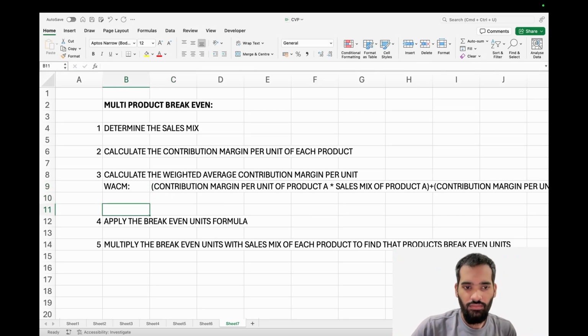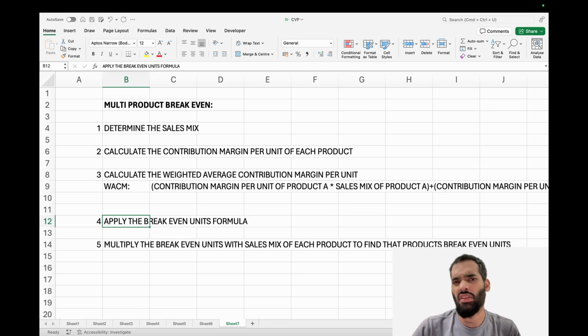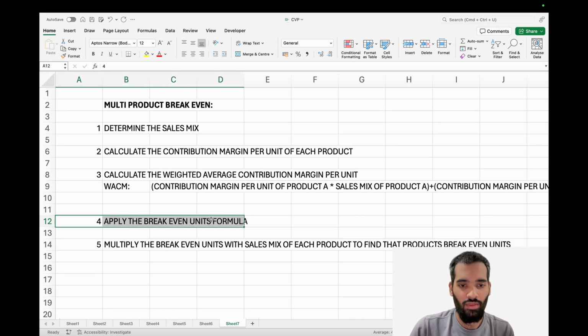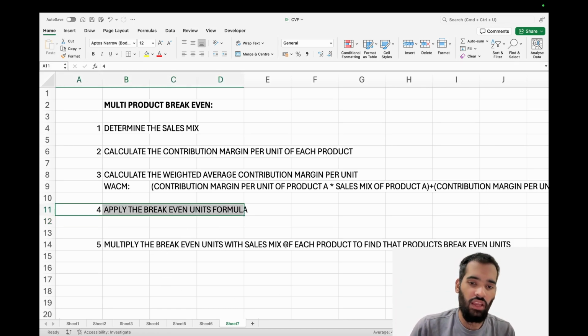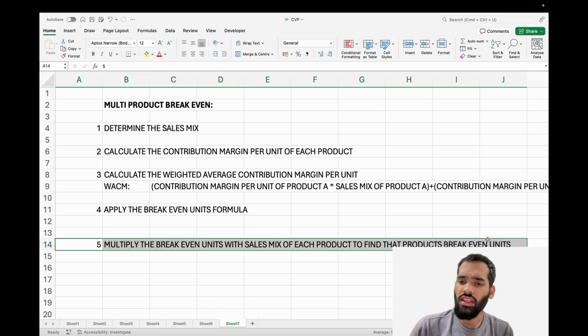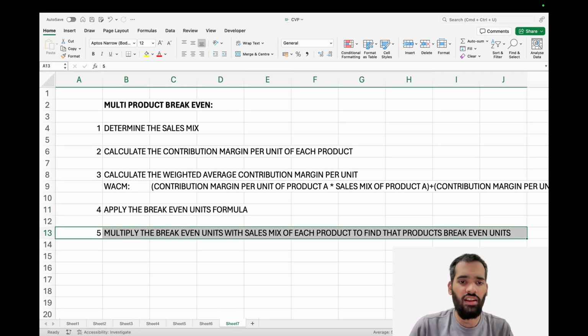Then we apply the break even unit formula, which is the same as what we learned. It's the fixed cost divided by, in this case, the weighted average contribution margin per unit, not the contribution margin per unit, because now we are not doing one product. It cannot be just the contribution margin of one product. And then multiply the break even by the sales mix of each product. So let's solve a question. I think in that case you'll see exactly what I mean by everything, in case something wasn't clear. So in the coming video, that's exactly what we're going to do.